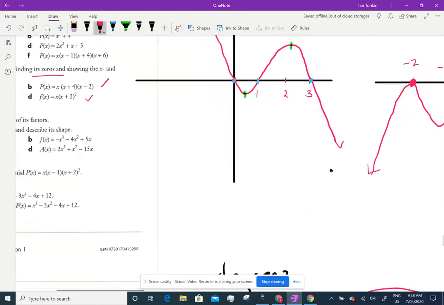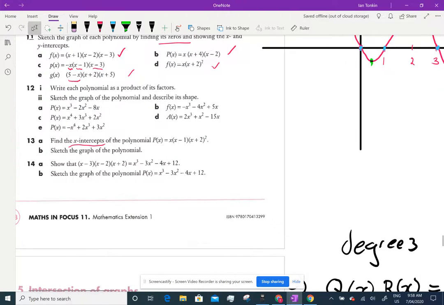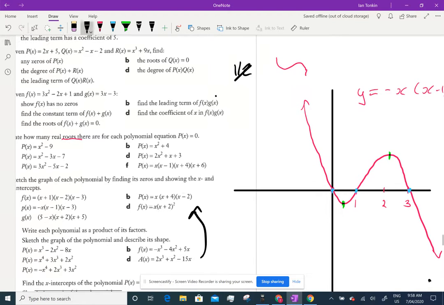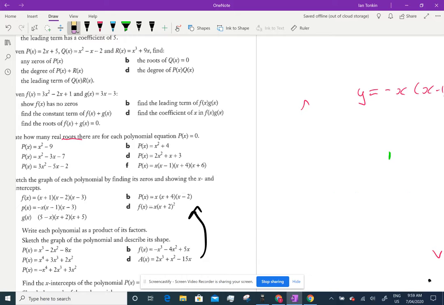Okay, what about these ones? Write each polynomial as a product of its factors, then sketch it. So this is one step more than what you've just done here. You have to write these like that, and then you can sketch them. So let's create a bit of space. And again, I'm not going to do all of them. I need you to have a go at some of them. But remember, if you're having trouble, just send an email.